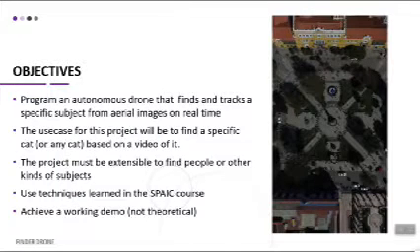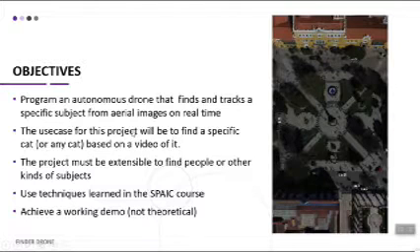Okay, the objectives for this project are to program an autonomous drone that finds and tracks a specific subject from aerial images in real time. So a drone captures aerial images like this. Well, this is from a professional drone, not the one I got, and here you can search for many things.